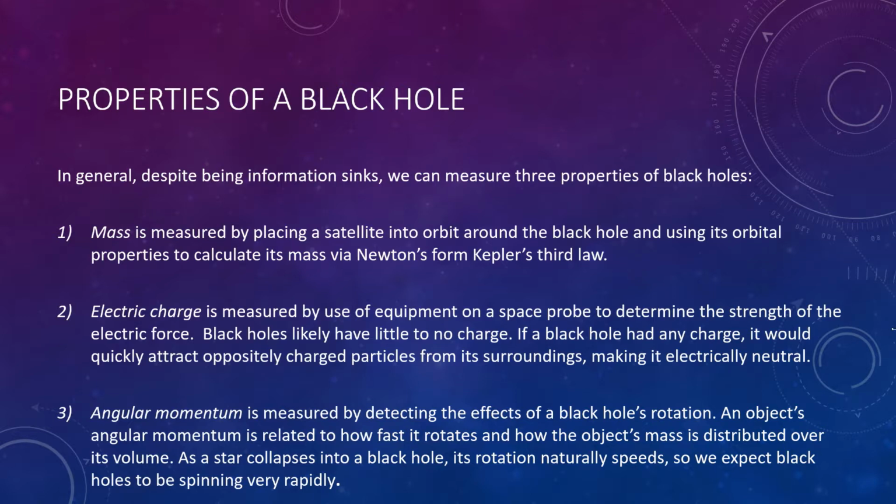In general, despite being an information sink, we can still measure 3 properties of black holes. First, we can measure the mass of a black hole. One way to do this would be by placing satellites into orbit around the black hole. After measuring the size and period of the satellite's orbits, we can use Newton's form of Kepler's third law to determine the mass of the black hole. The mass is equal to the total mass of all the material that has gone into the black hole.